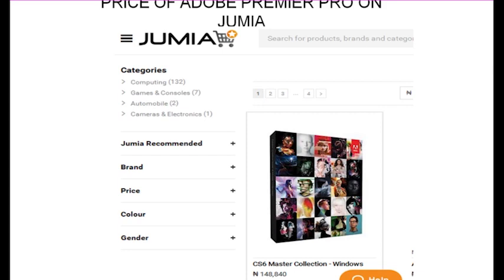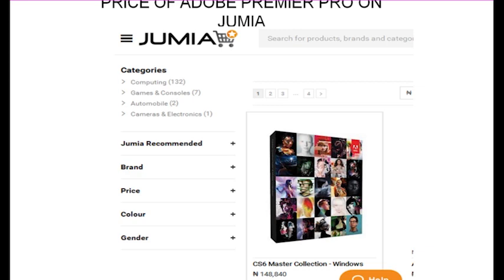I did a survey a few years ago. I went through an e-commerce store in Nigeria here and checked the prices of Premiere Pro software that they have, and compared prices. This is Jumia, as you can see. If you look at this lower part, you're going to see CS, this CS masterclass. That CS was about a 2005 or 2006 version, but presently we have better versions.